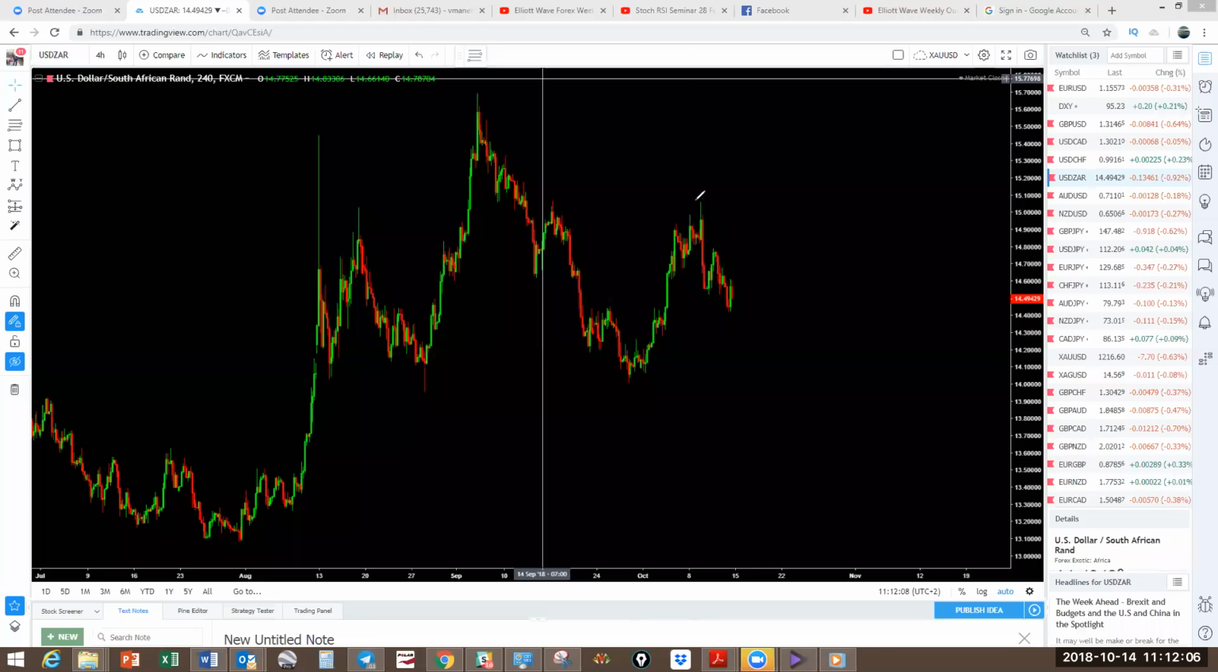But as far as I'm looking at this, we've got an impulsive move here. We've got a nice move here. It looks like it's slowing down here. You may get a move like this, and you still get this to go to the upside, making this a bigger sideways structure. And in terms of direction, it is still going to go sideways against the US dollar as far as South African rand is concerned.